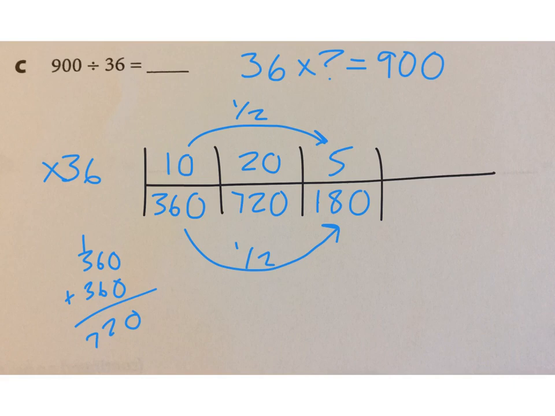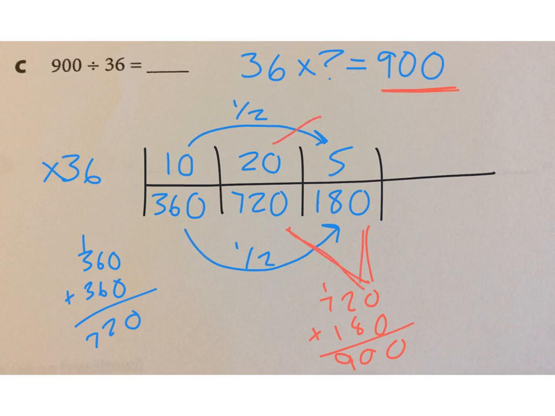So now I want to kind of see where I'm at. I'm wondering what happens if I add these two together. 720 plus 180. That's going to give me 900, which is what we want. And so if I get 900 by adding these two together, then I get my answer by adding these two together, and that is 25. So 900 divided by 36 is 25.